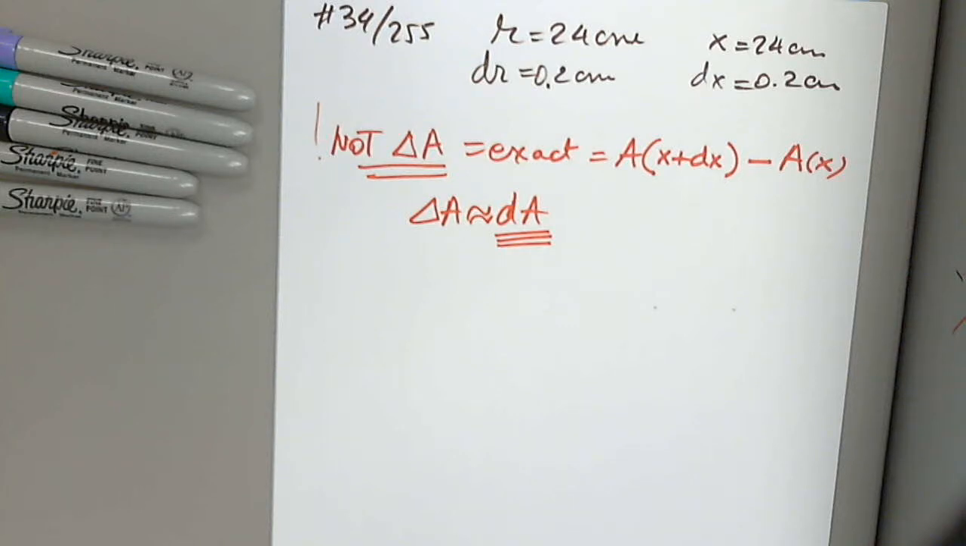Okay, one more time. Use differentials to estimate the maximum error in the calculated area of the disk. Where do we start?